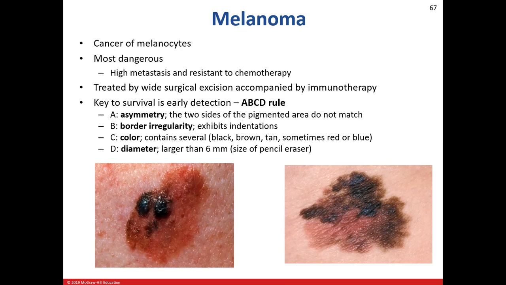We also have to look at the diameter of the melanoma. And so if you see something that's larger than 6 millimeters in size, or what we typically would consider the size of a pencil eraser, we now have to consider the possibility of that marking being some sort of melanoma.